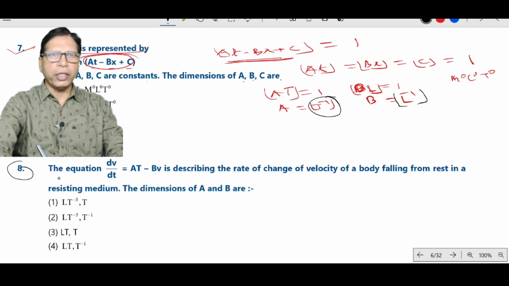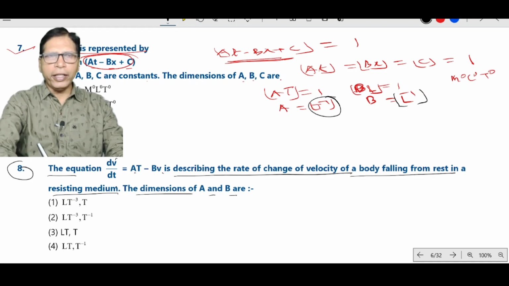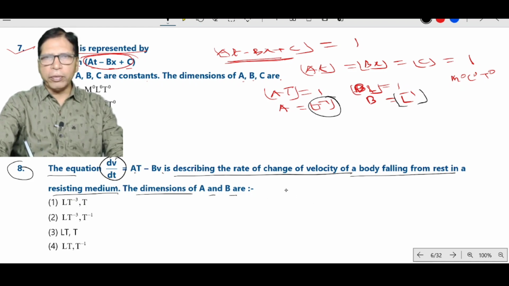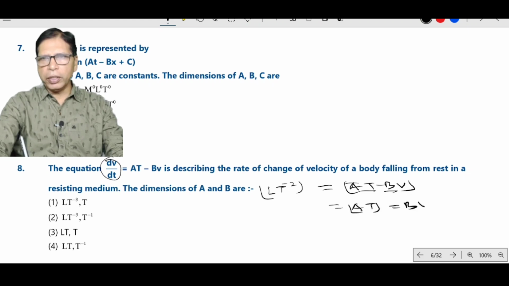Now question number 8. The equation dv by dt equals at minus bv is describing the rate of change of velocity of a body falling from rest in a resisting medium. The dimensions of a and b? Look at this, the rate of change of velocity with respect to time means acceleration. Acceleration has dimension LT^-2, no problem. So the dimension of LT^-2 equals the dimension of at minus bv. As at and bv are added terms, the dimension of at is equal to the dimension of bv is equal to the dimension of LT^-2.